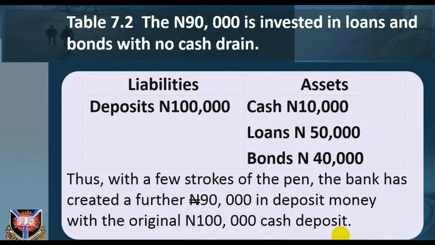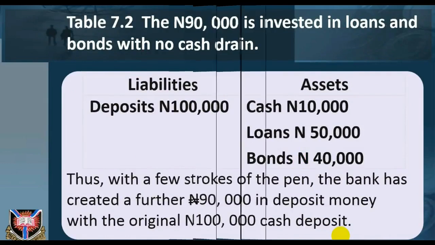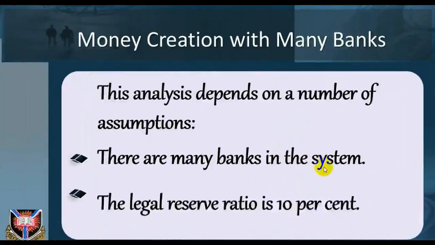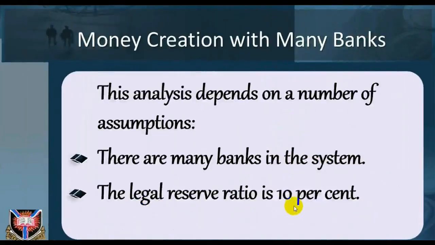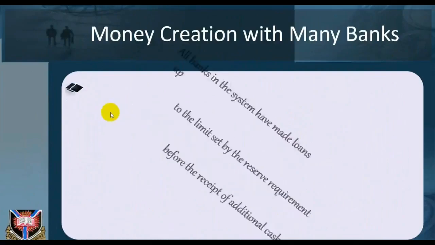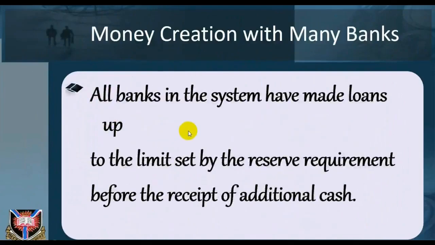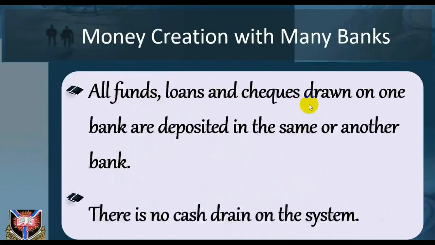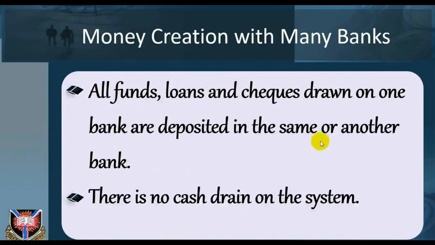Many banks. This analysis depends on a number of assumptions. Number one, there are many banks in the system. Number two, the legal reserve ratio is 10%. This is the amount of cash reserve that is assumed to be held against deposit liabilities. Number three, all banks in the system have made loans up to the limit set by the reserve requirement before the receipt of additional cash. Number four, all funds, loans and checks drawn on one bank are deposited in another bank. Number five, there is no cash drain in the system.